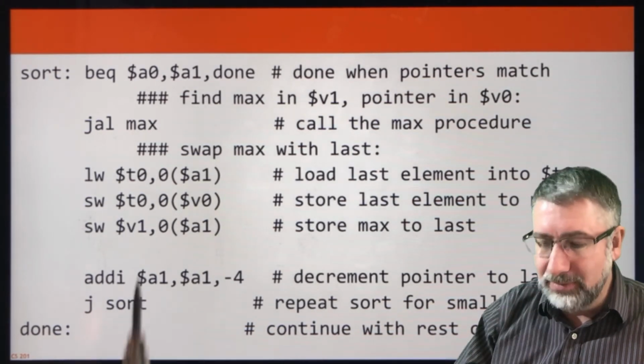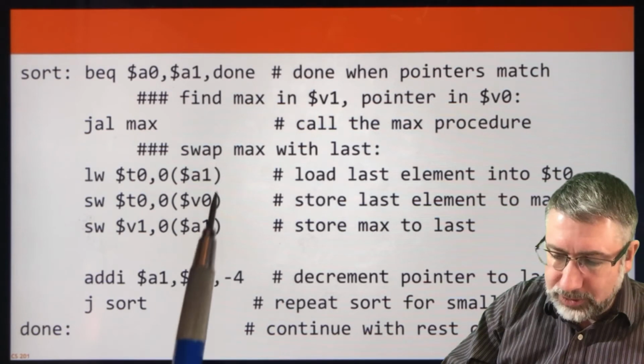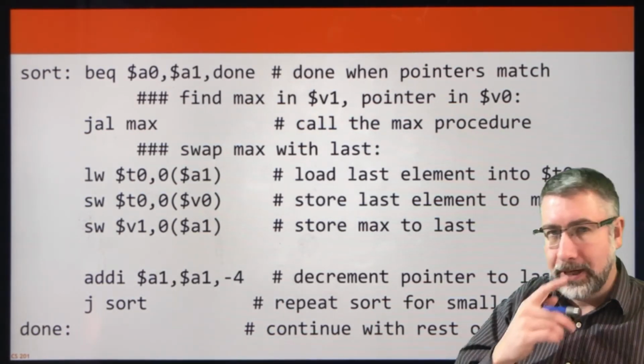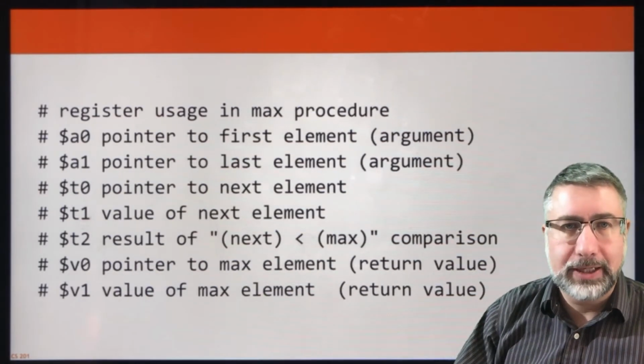If they're not the same, I do the same thing again. I find the maximal value, swap it with the last value, and then subtract 4 and see what happens. So what does the max subroutine look like?